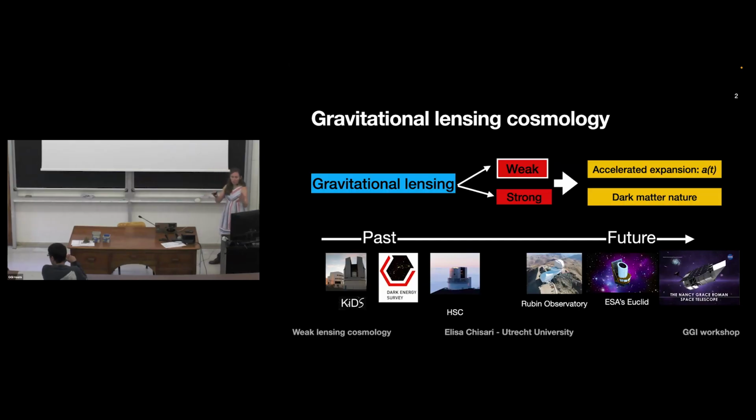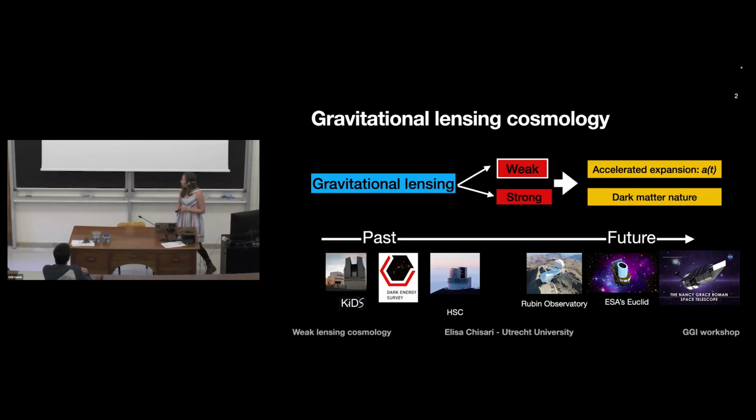So gravitational lensing, normally you can classify it into regimes. There's weak lensing and strong lensing. I'm going to talk about weak lensing in particular. Both of them constrain the accelerated expansion of the universe and the nature of dark matter. But most of this talk will be about constraining the growth of structure and the accelerated expansion.